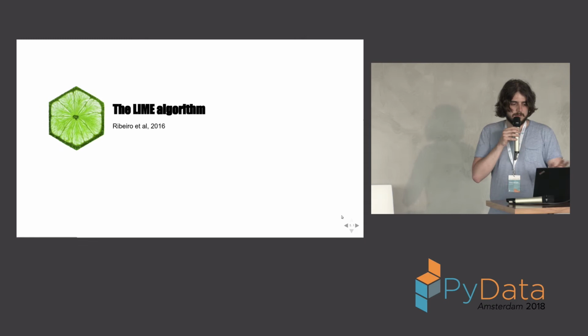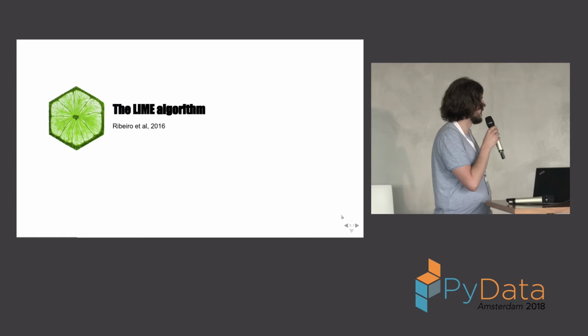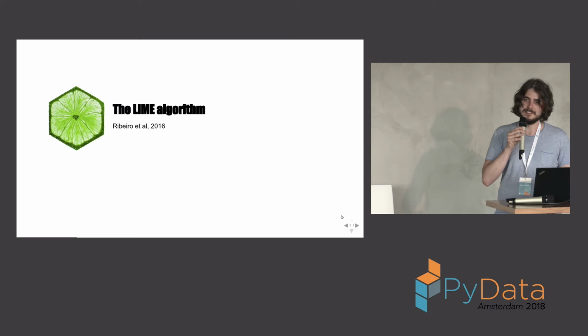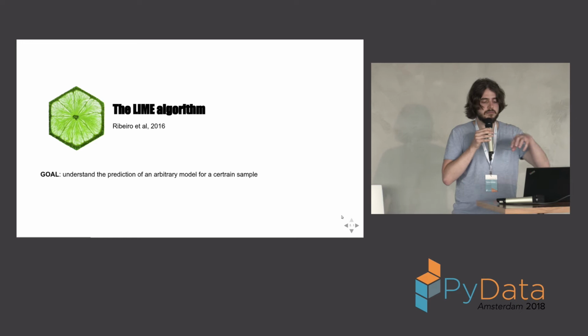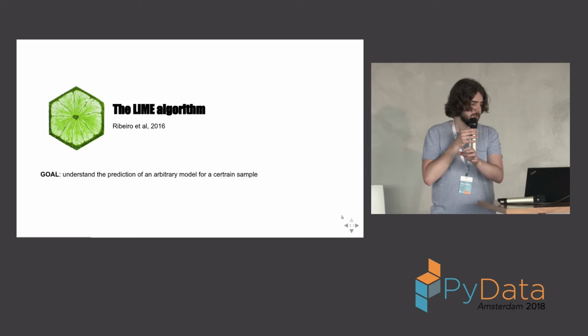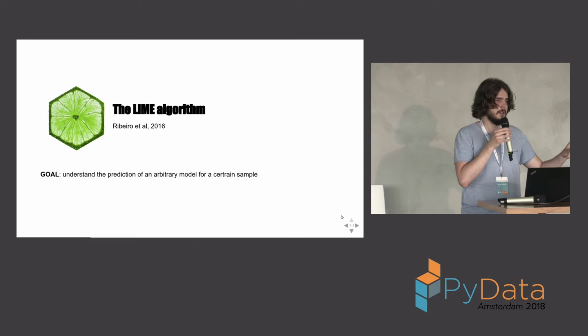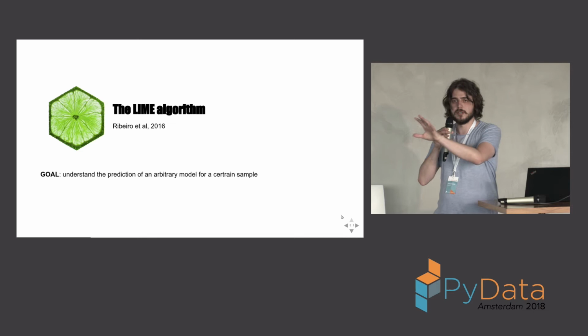It was introduced by Ribeiro in 2016. It's a really nice paper, say it again. Look at it, read it. It's also not hard to read. And the main idea is you want to explain, you want to understand the prediction of a single certain sample of your arbitrary black box model. You look at one sample of your data and try to understand why your model predicted a certain prediction.